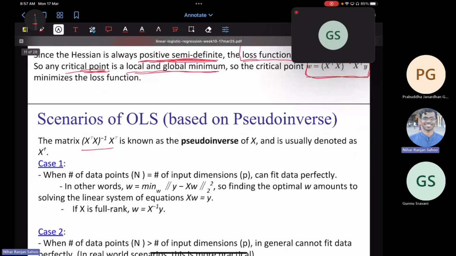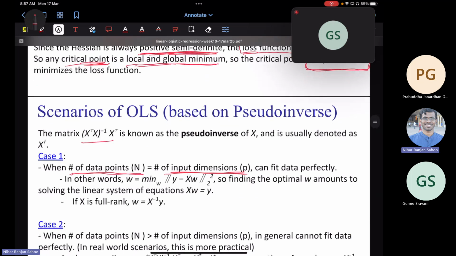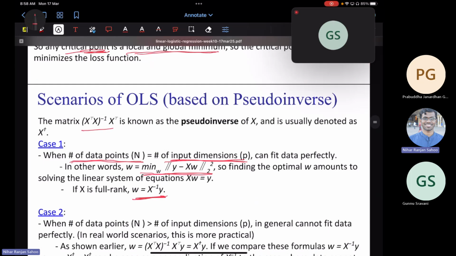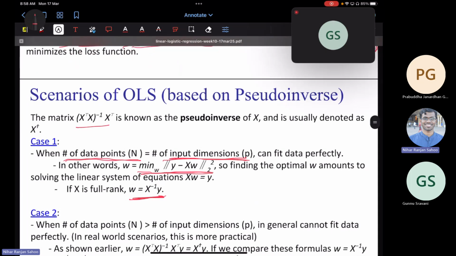That can be a correct solution if the number of data points is equal to the number of input dimensions, and this scenario very rarely happens in the real world. In that case, we can directly compute W equal to x inverse y, and that will give us the solution we want for this minimization. This is argmin, not mean.